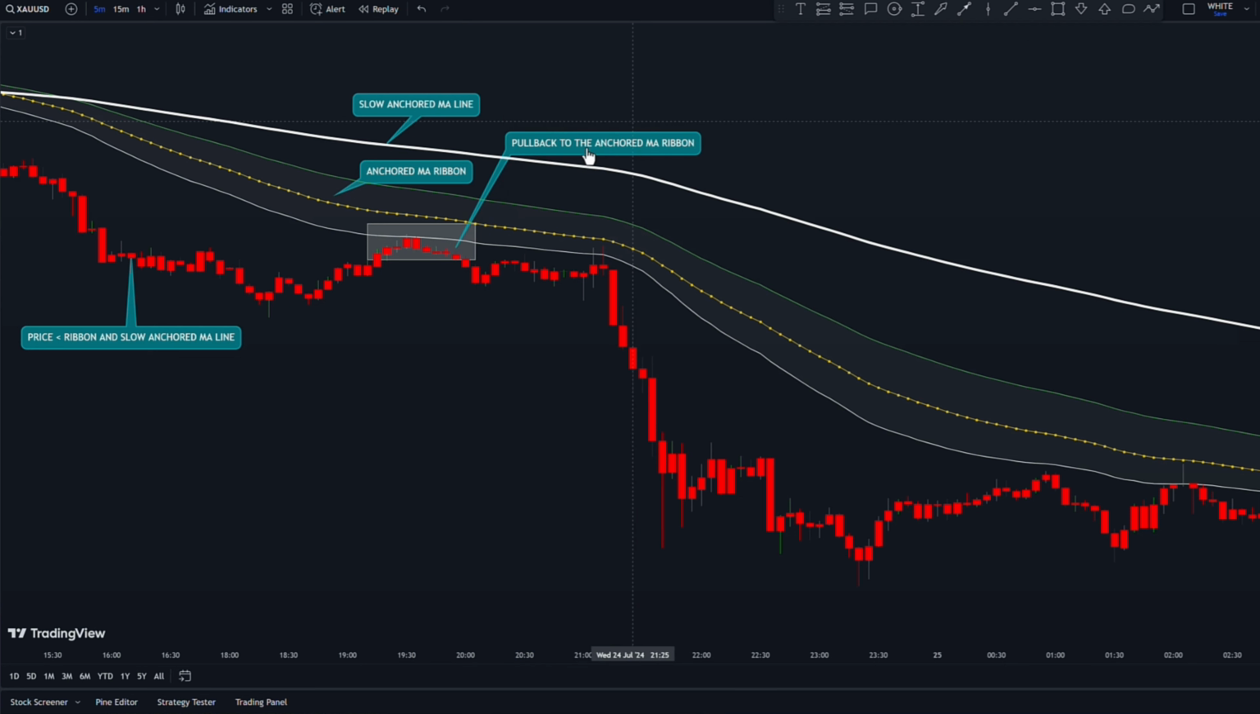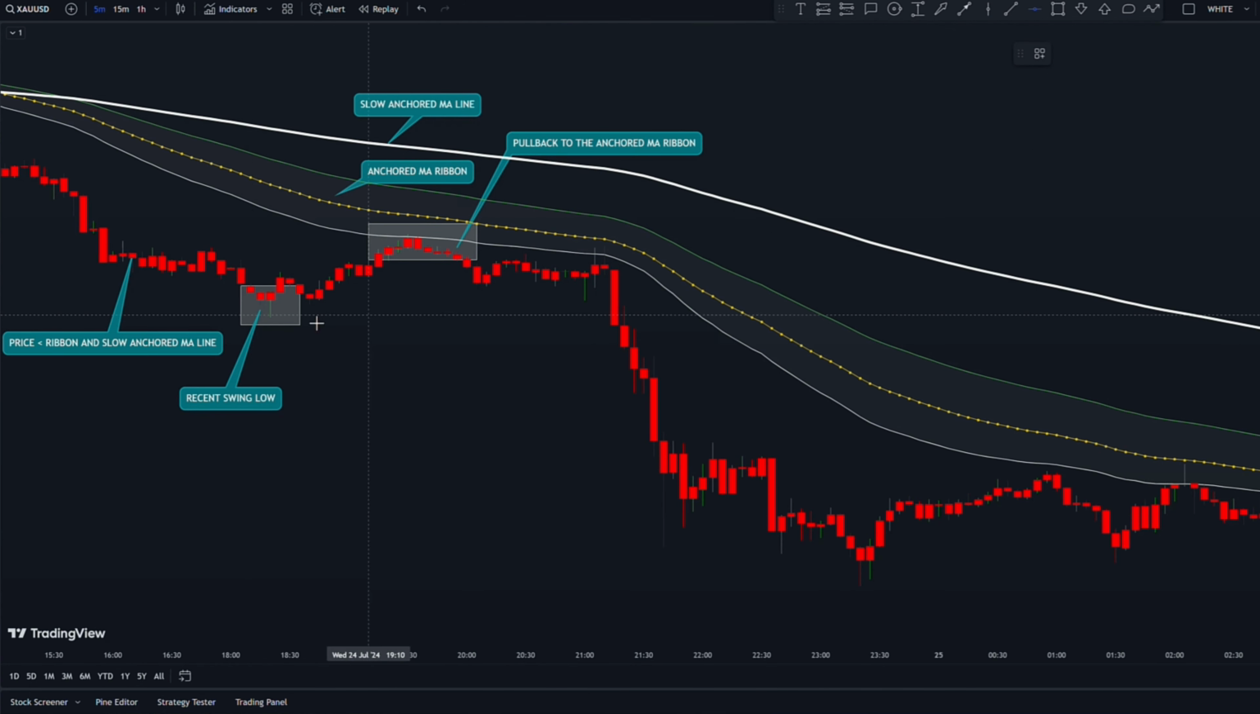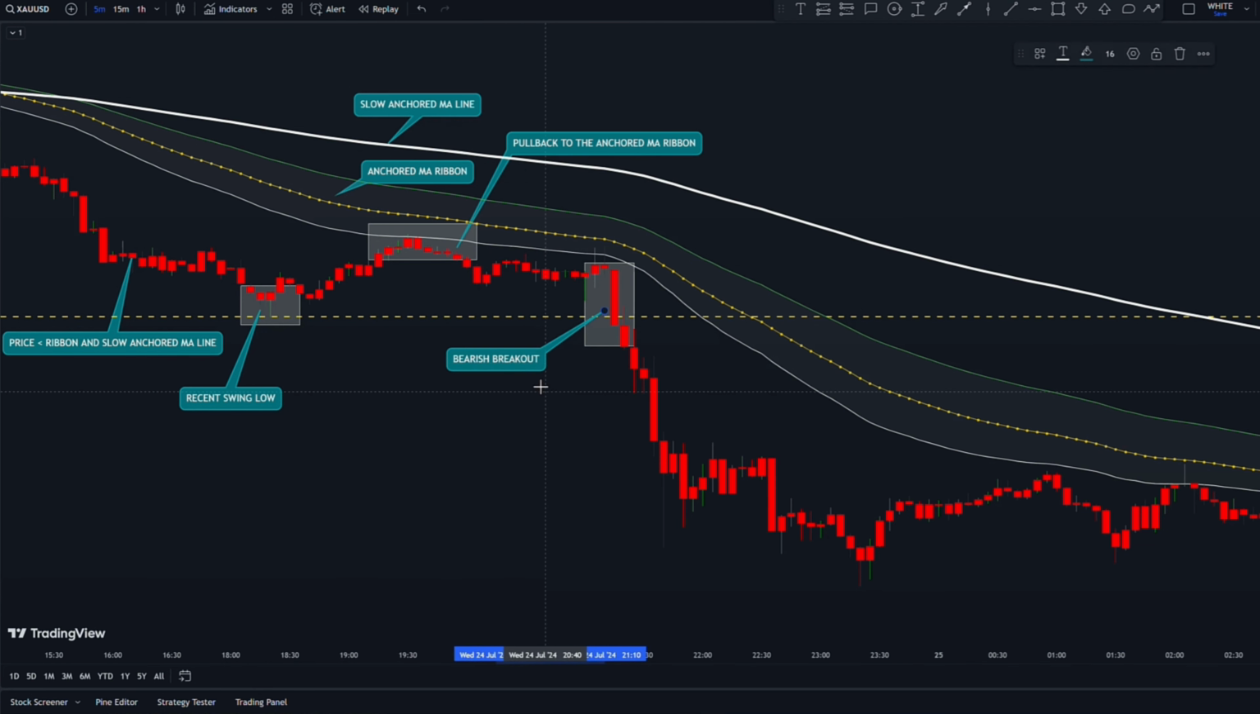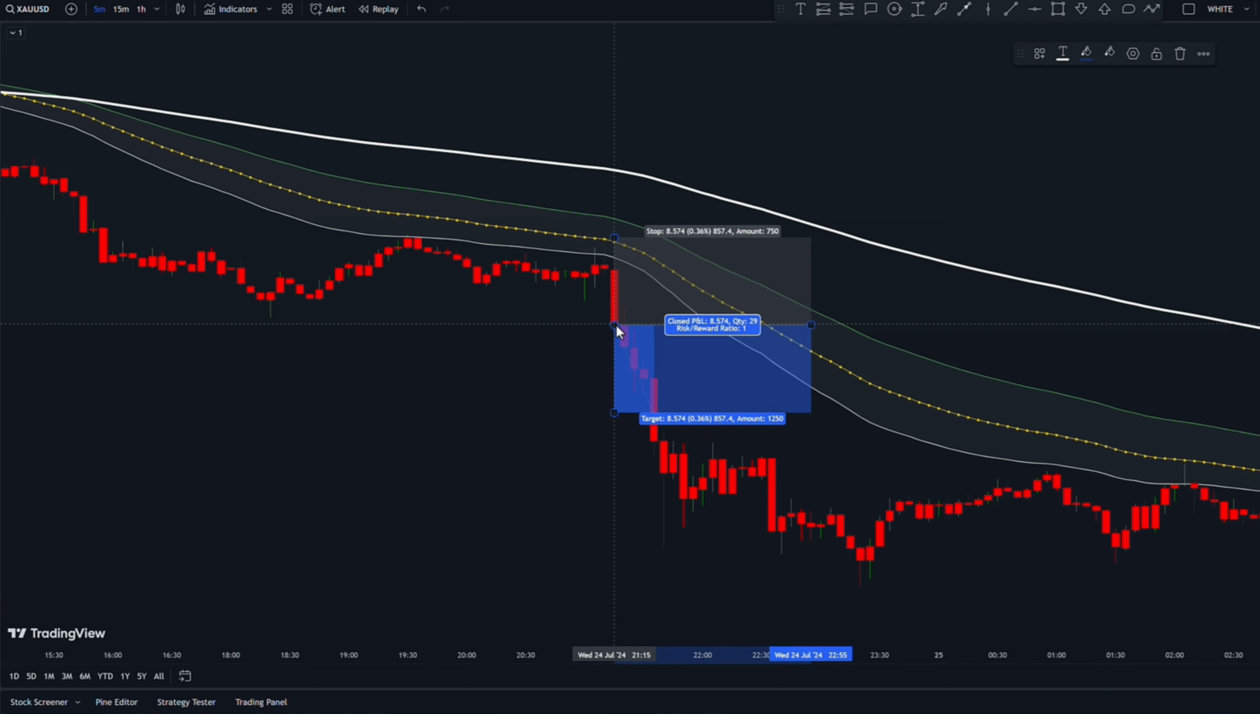Once the price pulls back to the anchored MA ribbon, the next step is to identify the last swing low. The swing low is the lowest point that the price reached before it started to pull back up. After identifying this point, we wait for the price to break below it. When the price breaks below the last swing low, it signals that the market is likely to continue moving downwards. This is our sell signal, meaning it's a good time to enter a short trade.